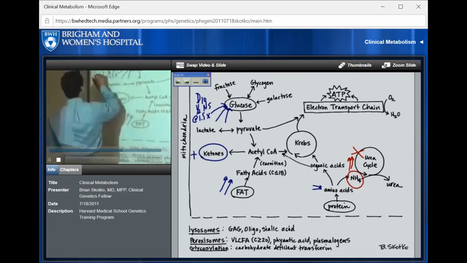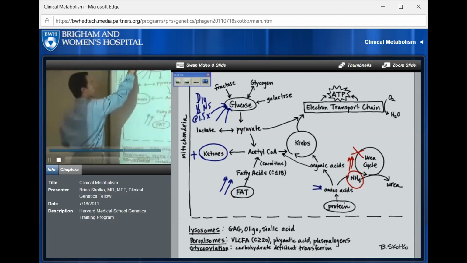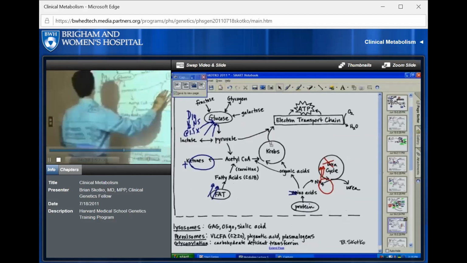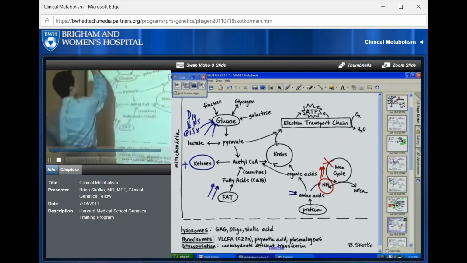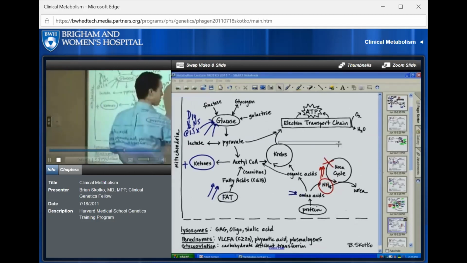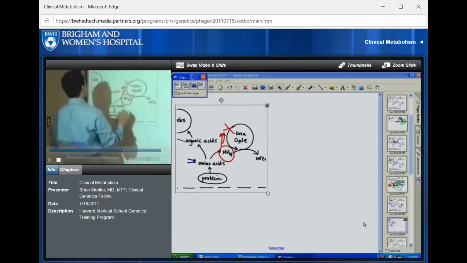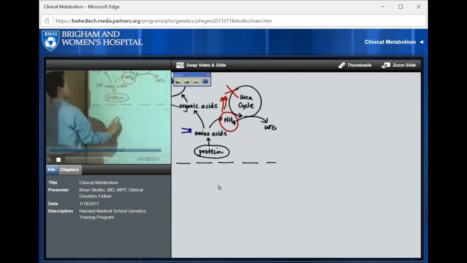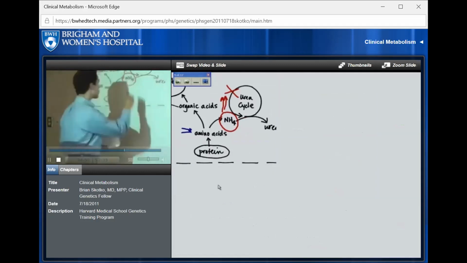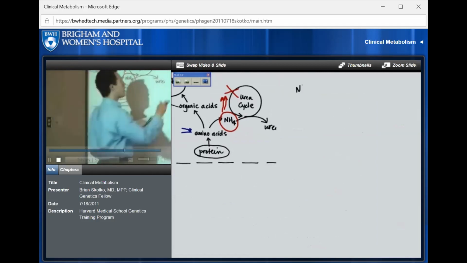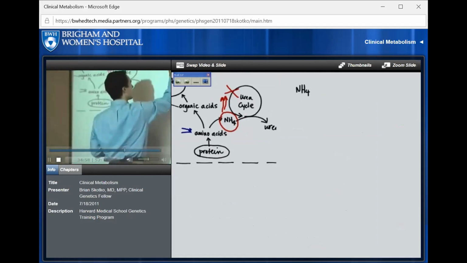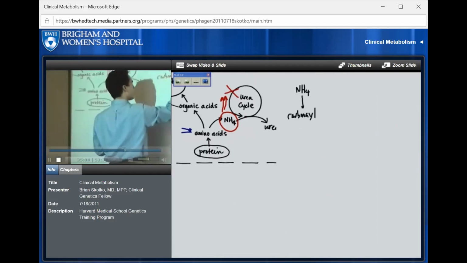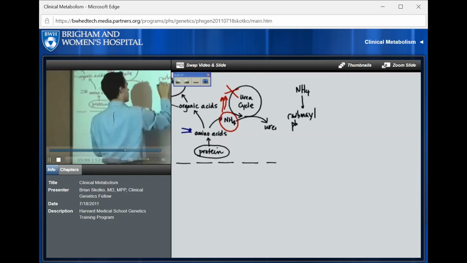Let's zoom in together and take a look at urea cycle disorders. So we're going to zoom in just like this. Zoom in right here. We're going to put this up here just to remind us of this urea cycle disorder. All right, so now we're going to blow up that urea cycle. And we know that ammonia comes in, and it's going to go first to carbamyl phosphate.